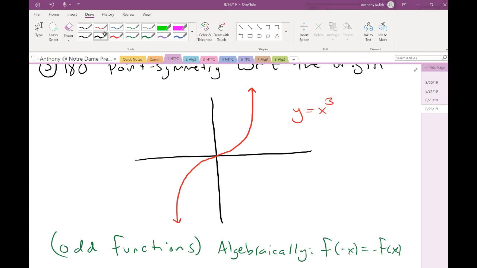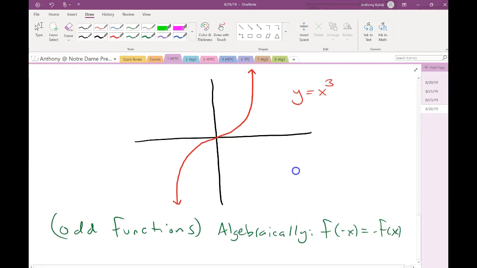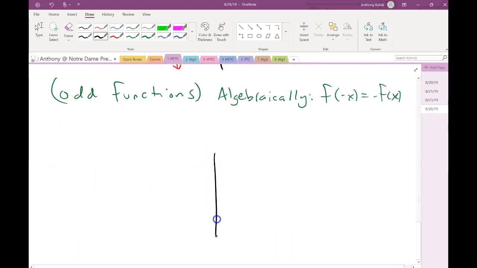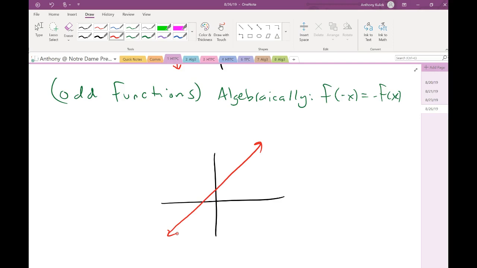Think about y equals x plus 1. If you draw the graph of that, it's going to look like this, right? That is not symmetric across the x-axis, or the y-axis, or the origin. So it's possible to have none of these symmetries. Everybody okay with that idea?